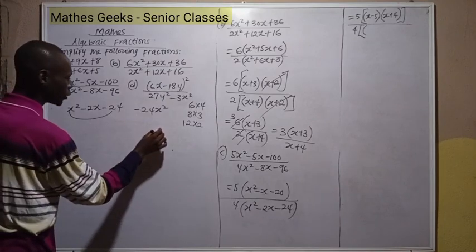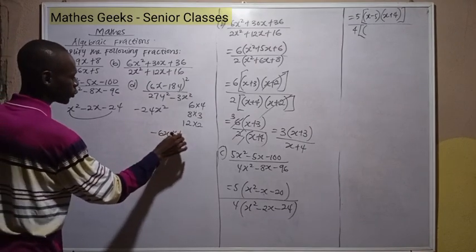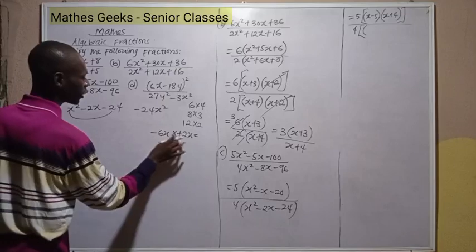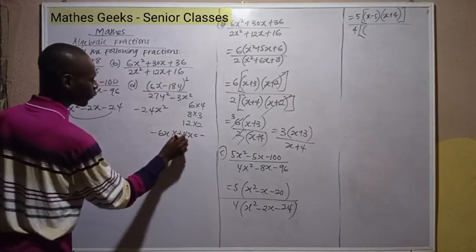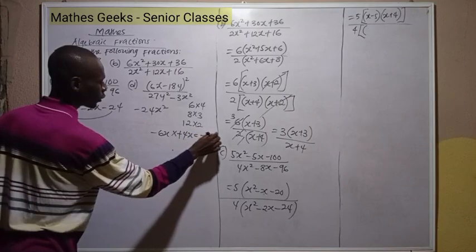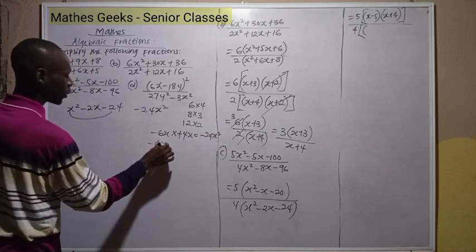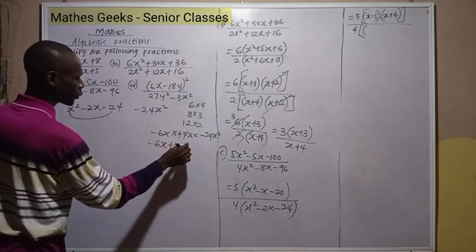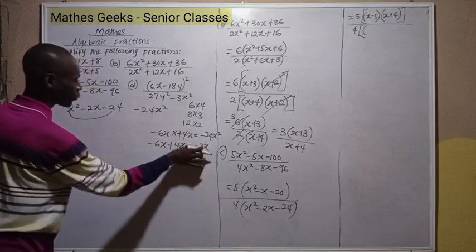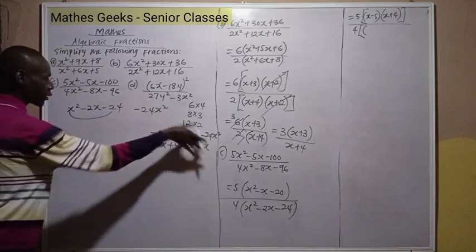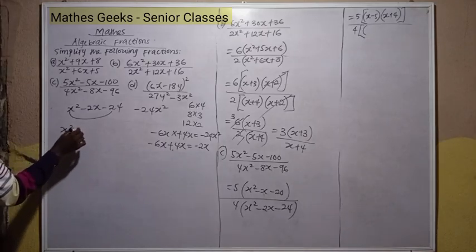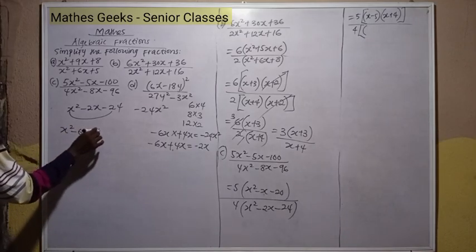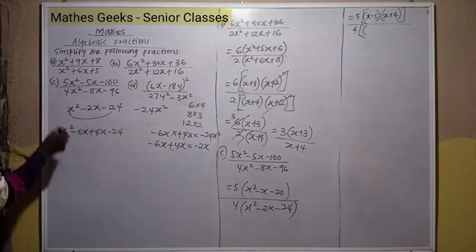Alright, so minus 6x times plus 4x, minus times plus is minus, sorry, 6 times 4 will give us 24x squared. So minus 6x plus 4x will give us minus 2x. So with this, what we have here satisfies what we have here. So x squared minus 6x plus 4x minus 24.